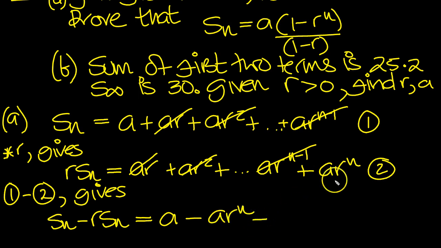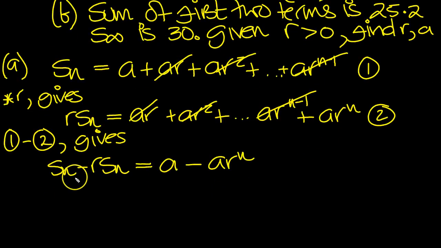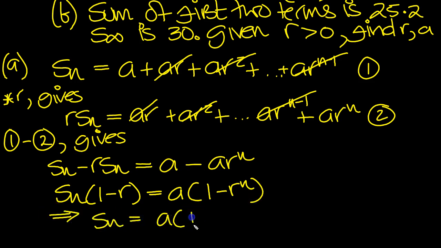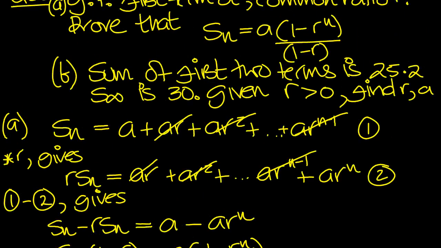And let's see what we get then on the next line. We can simplify it now. So here we've got an Sn as common. There's a 1 here, minus an r there, is equal to a, common, 1 here, minus r to the n. So finally now we can write Sn is equal to a, 1 minus r to the n, all over 1 minus r. Okay, good. So that's A.